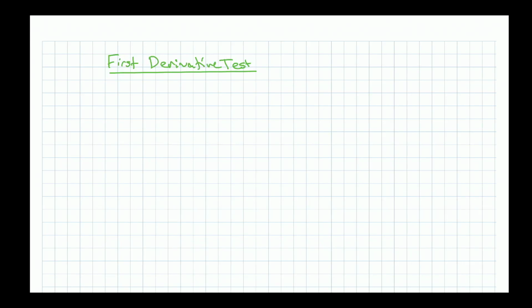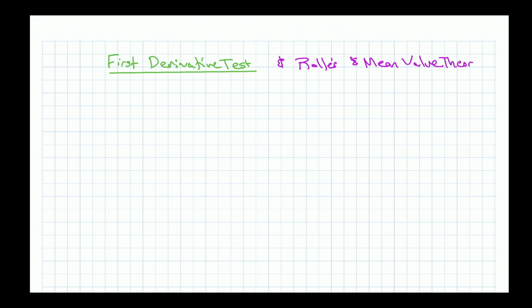Hello everybody. So what we're going to be looking at today is the first derivative test and also Rolle's theorem and the mean value theorem. And yeah, so let's go ahead and get started.